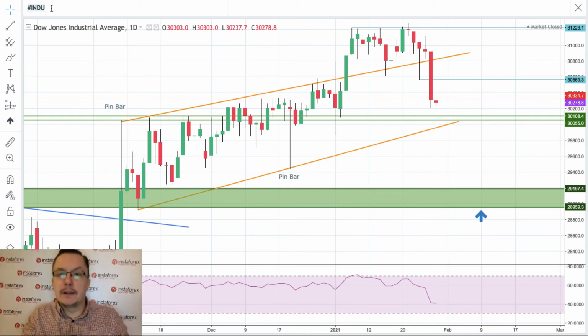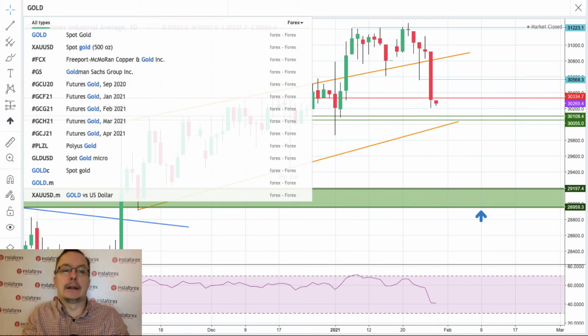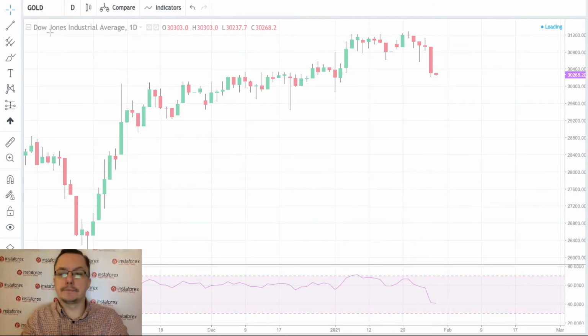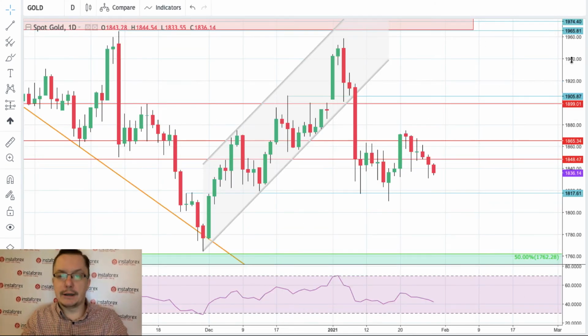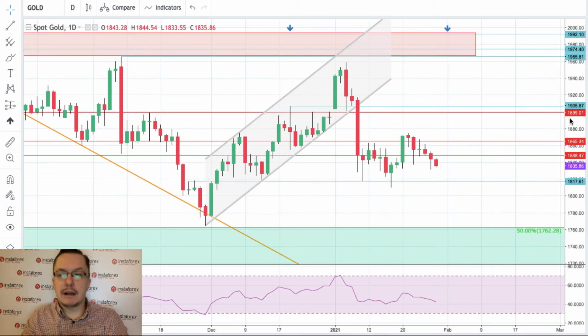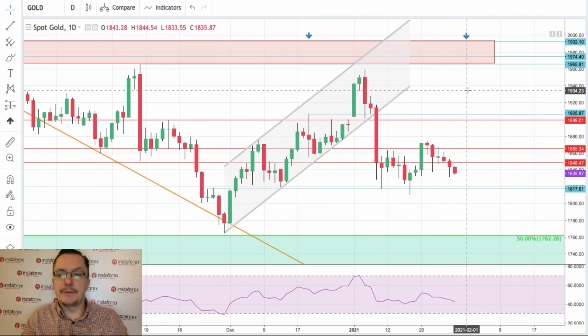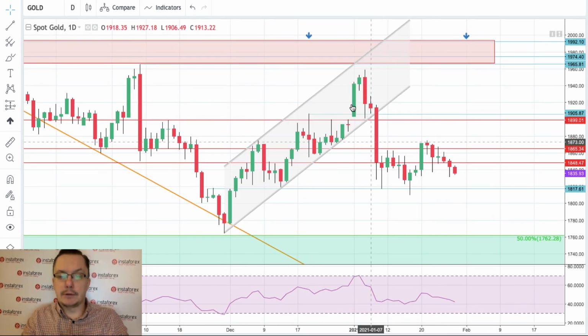And the last market that is related to the indices and the US dollar is of course gold. Let's take a look at spot gold. What is going on here? Not much volatility on spot gold. We fell out of this channel and made a new local low at 1,817. That was the technical support, but the low was 1,809.